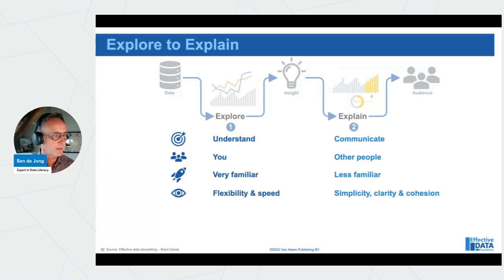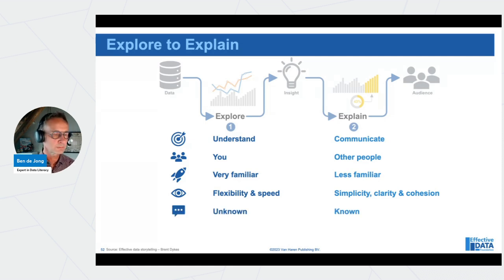When I'm exploring, I'm flexible, and I have speed. You saw the previous slides, all the chart types that are there. I start with a table, and then I make a bar chart, and then go to the line chart, and then I go to a scatter plot, and all those kinds of things. So I'm flexible at that stage. But if I'm going to explain it, it should be simple, clear, and a cohesive story. That is the thing. So you have a completely different angle.